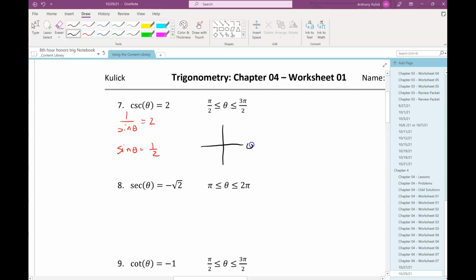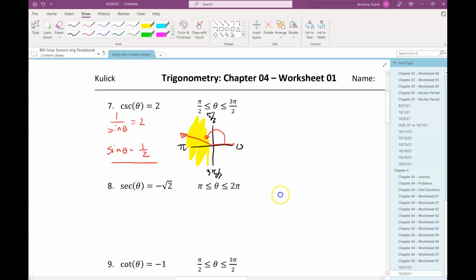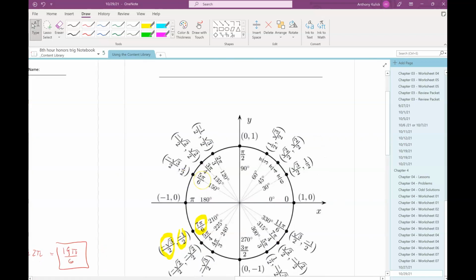Draw my picture, so 0, pi over 2, pi, 3 pi over 2. So we're looking at quadrants 2 and 3. Of those quadrants 2 and 3, sine is positive only in quadrant 2. So that's what I'm looking for. So I'll go to my unit circle, look in quadrant 2 for a spot where the y-coordinate is 1/2, and I see that right here. My answer is 5 pi over 6. Cool?